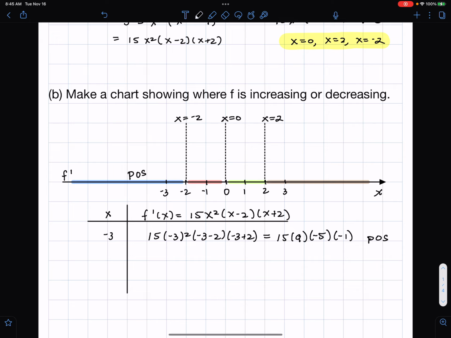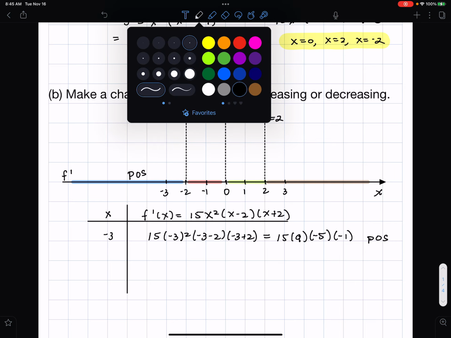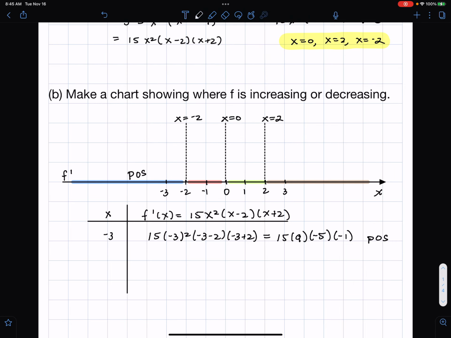Critical numbers are also where f prime is undefined, but f prime is a polynomial, so it's defined for all values of x. All right, so then I'll pick another number going to the next interval. I'll pick negative 1. At negative 1, I get 15 times negative 1 squared, negative 1 minus 2, negative 1 plus 2. I'll have 15 times 1 times negative 3 times 1. And you can see that I have a positive, negative, positive. So that makes a negative.